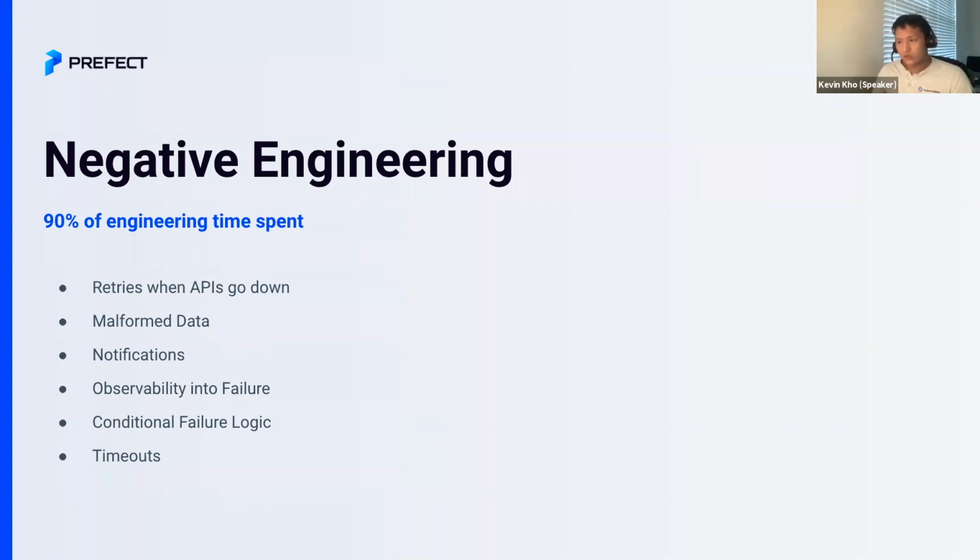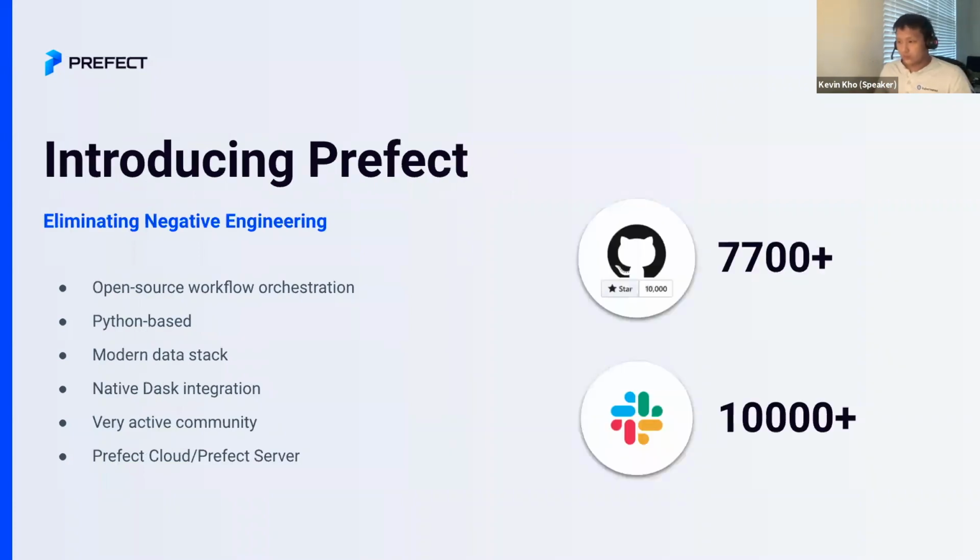And Prefect was created because you often hear developers spend like 90% of their time on negative engineering, or even 80% of their time. So in Prefect, if it's 90% and we can reduce that to 80% or 70%, then in effect we can double or triple developer productivity. So Prefect's mission is to eliminate negative engineering.